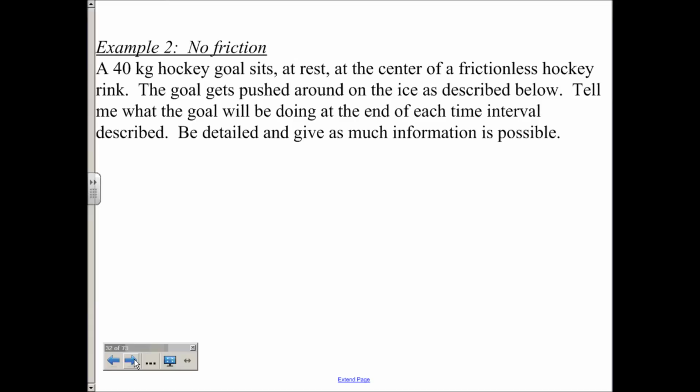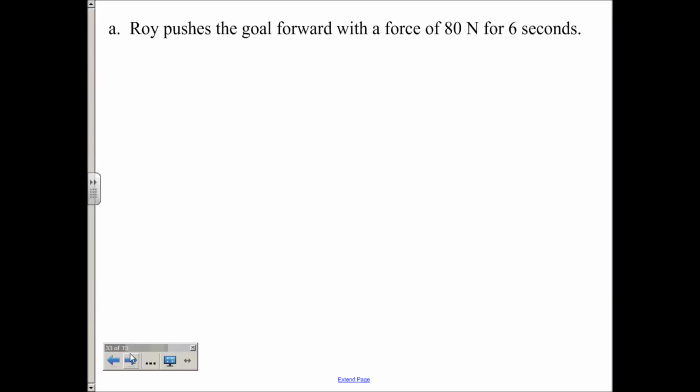Okay, so in this example, the goal is going to get pushed around on the ice as described in the example. So I want you to tell me what the goal is going to do at the end of each time interval described. You need to be detailed and give as much information as possible. Okay, here we go. So in A, the goal is going to be pushed forwards by Roy with a force of 80 newtons for 6 seconds. So let's make a drawing.